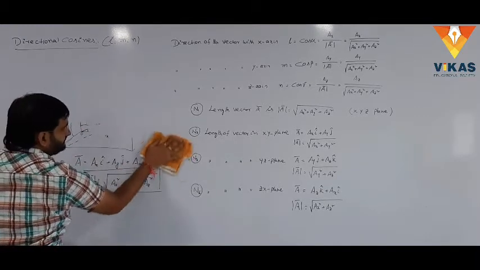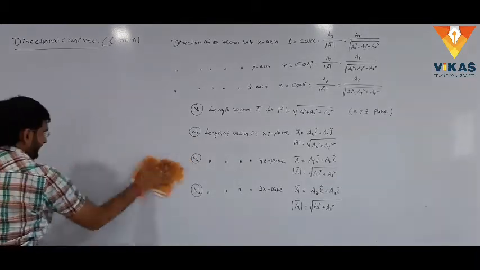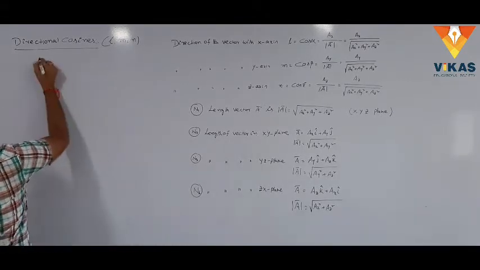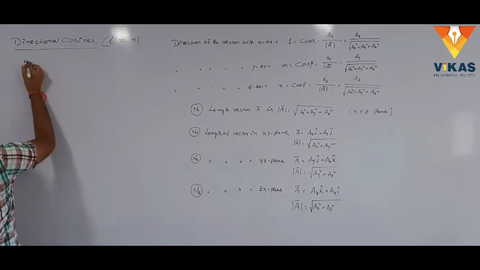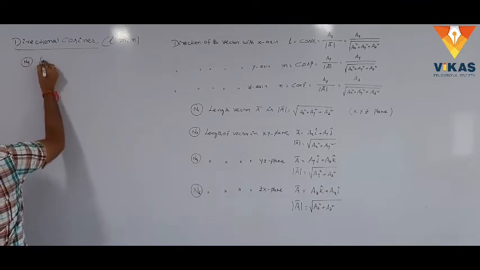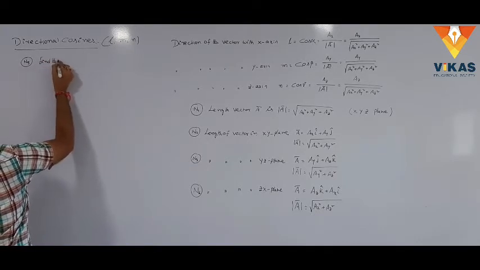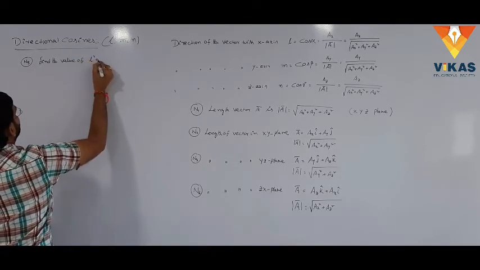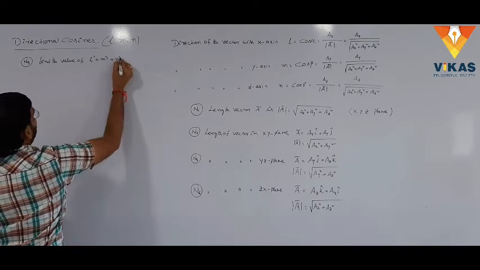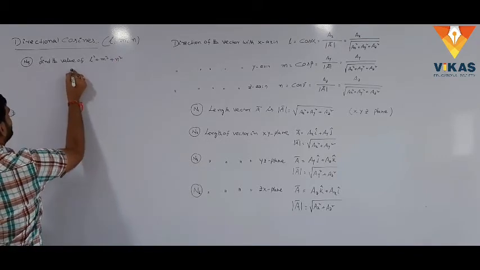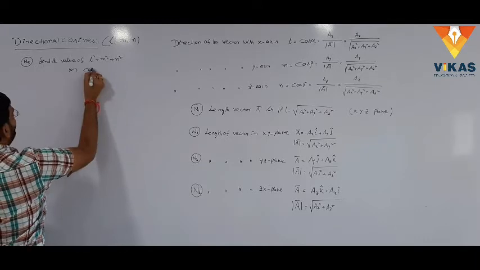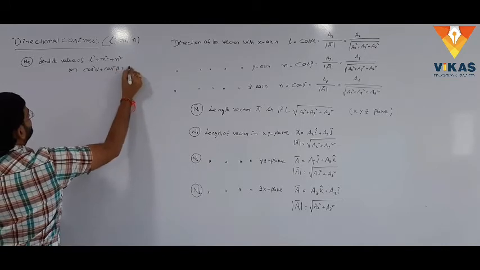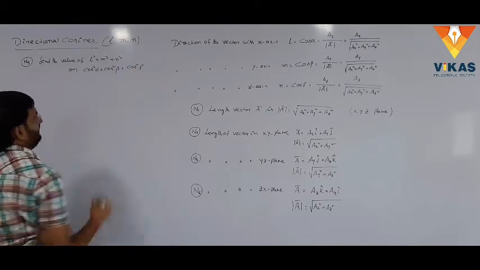Note 5. It is a very important one. This is a previous MCET question also. Find the value of l square plus m square plus n square, or sometimes they ask like this: what is the value of cos square alpha plus cos square beta plus cos square gamma?